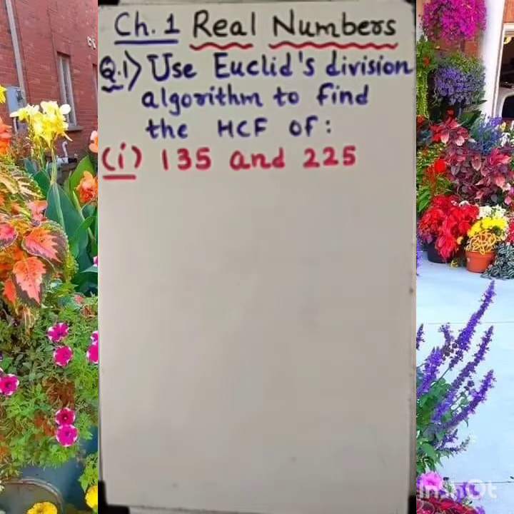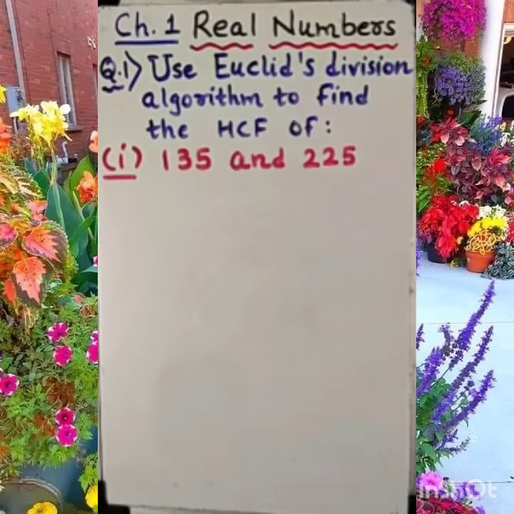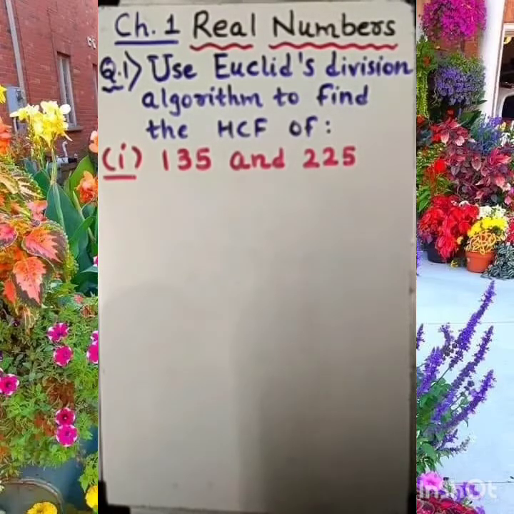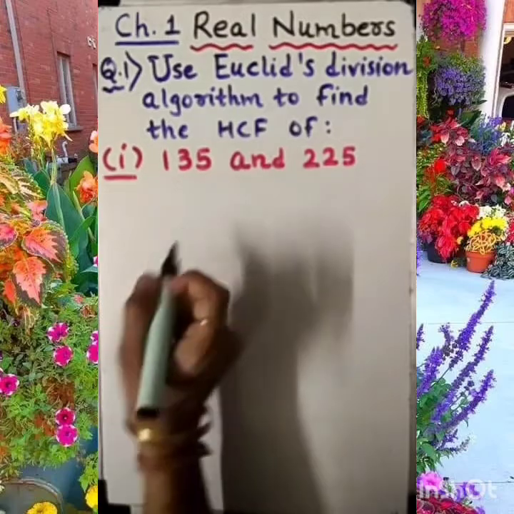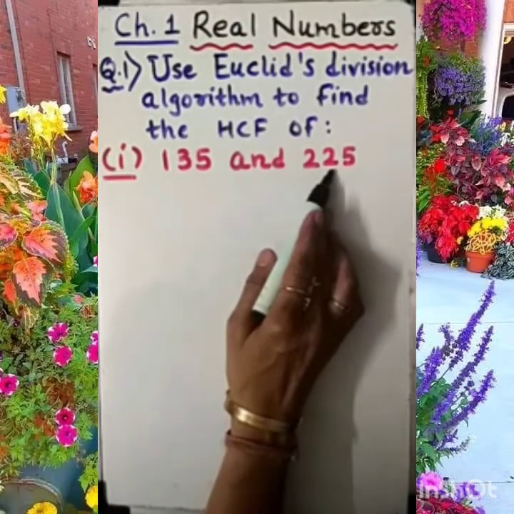Now, what does the first step of Euclid's division algorithm say? Division algorithm is applicable for only two numbers. Whenever two different numbers are given, the first step says identify the greater number out of these two. Of course, this is 225.